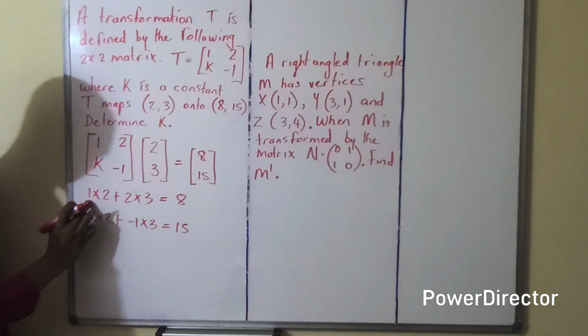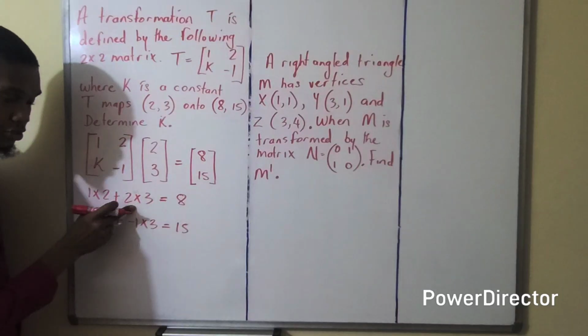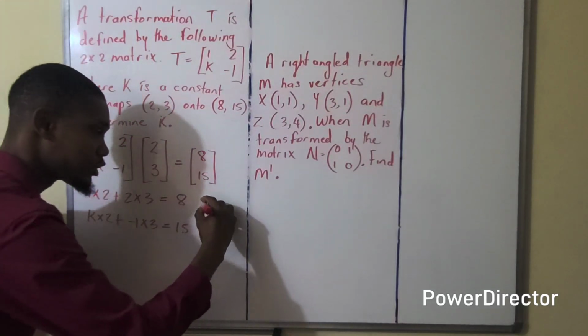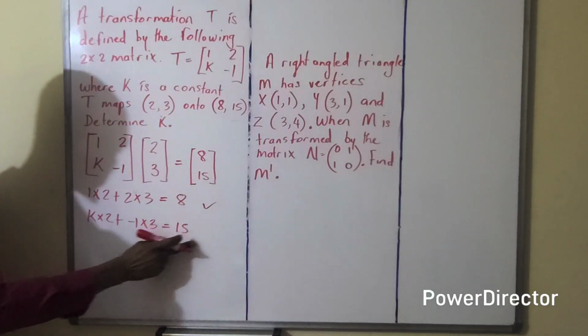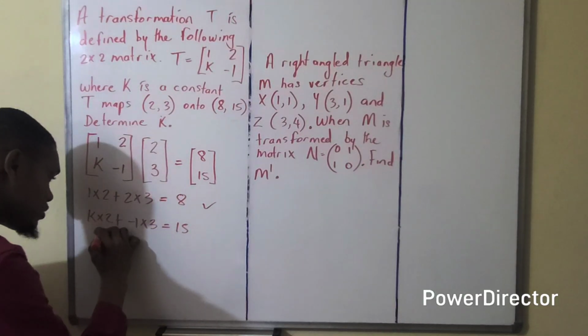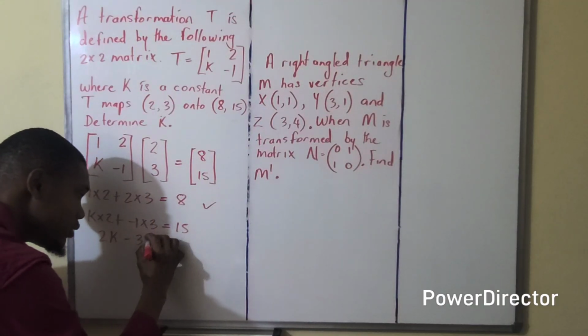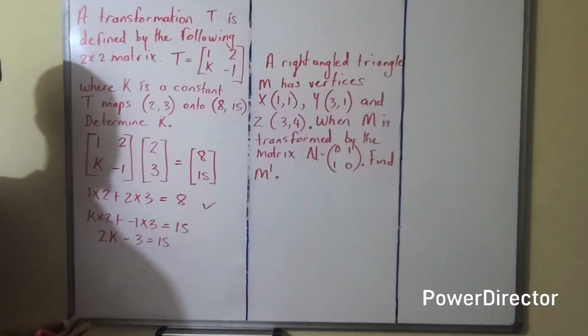Now, if you work this out, 1 times 2, that's 2, plus 2 times 3, 2 times 3 is 6. So 2 plus 6, 8. So you know that this is already finished because you don't have any letter in it, because you're trying to find K. So you're focused on this bottom row now. So this means 2K minus 3 is equal to 15, because negative 1 times 3, negative 3.